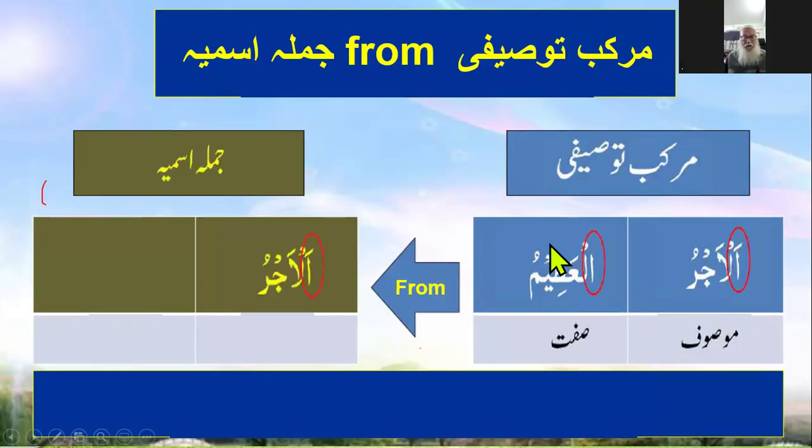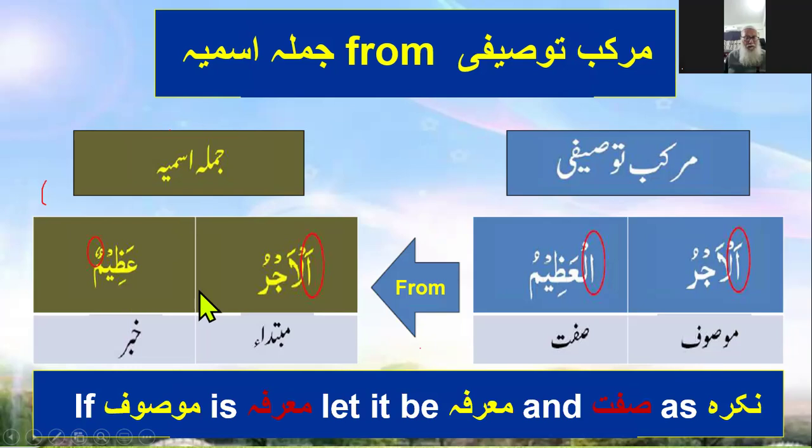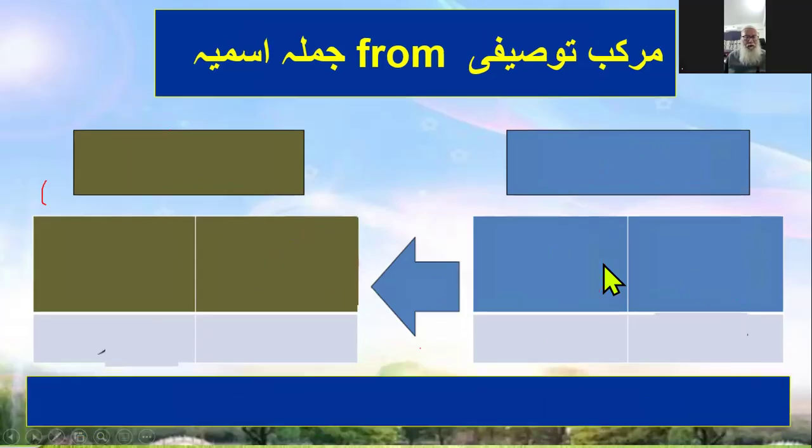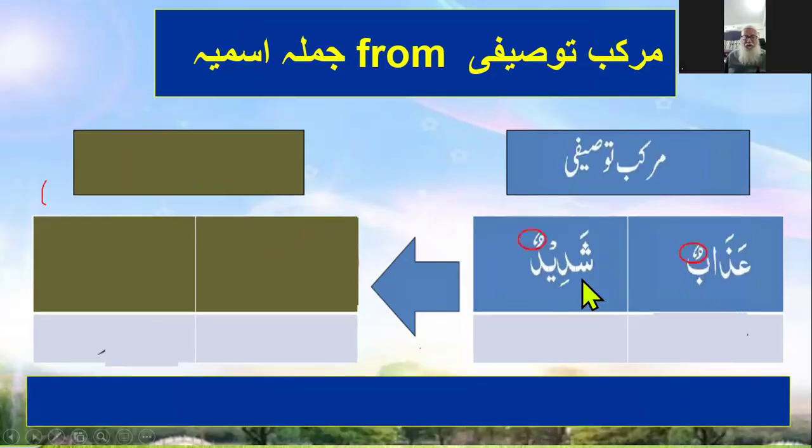How can we do it? We can keep the first part as it is because it's a proper noun, the mubtada. And we convert the second noun into a common noun: put a tanween, remove the alif lam. So mubtada and khabar make a jumla ismiya from the murakkab tawsifi. Let's have another example. Azabun shadidun is a murakkab tawsifi. We want to make it a jumla ismiya. Now we should make the first part a proper noun. Let's try.